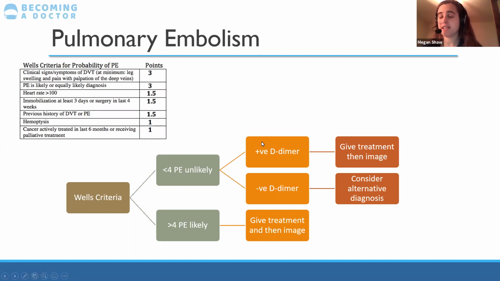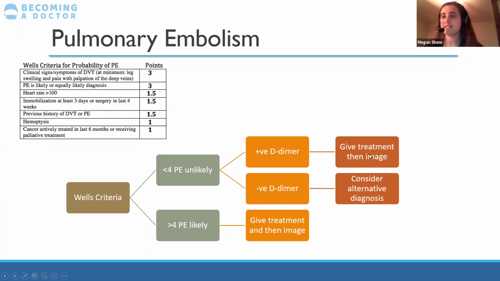As you all probably know, a D-dimer is an incredibly non-specific test. D-dimer can be raised in all sorts of conditions, and most of the patients who are in hospital will probably have a raised D-dimer. If you're pregnant, you have a raised D-dimer. If you've had surgery, you've got a raised D-dimer. If you've got inflammation going on anywhere, you'll have a raised D-dimer. But a negative D-dimer is incredibly specific for ruling out a PE. So if someone has a negative D-dimer, it rules out a PE, so you need to consider something else. If they've got a positive D-dimer, you give treatment and then you image.